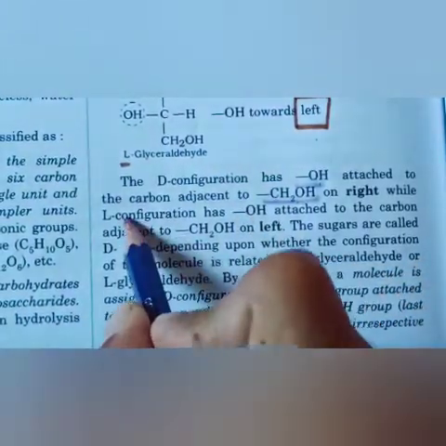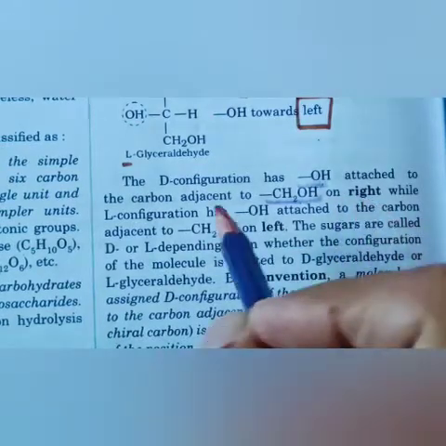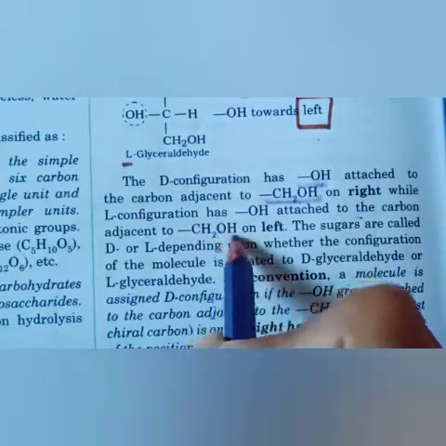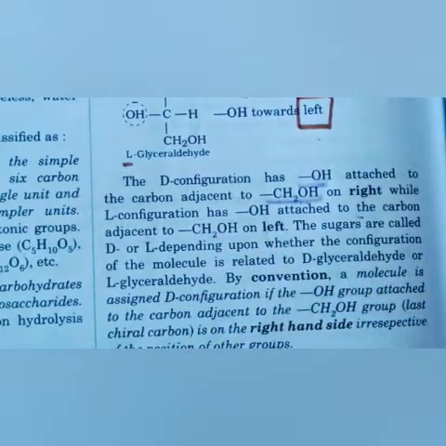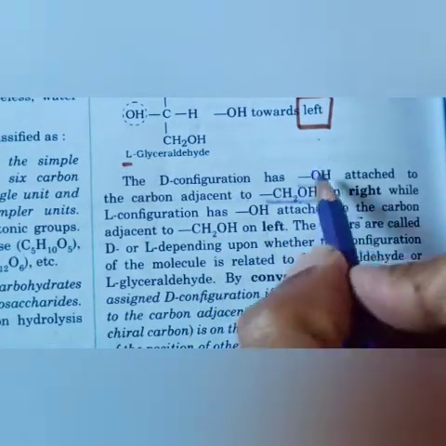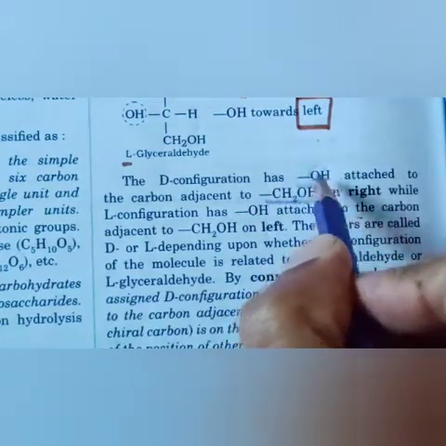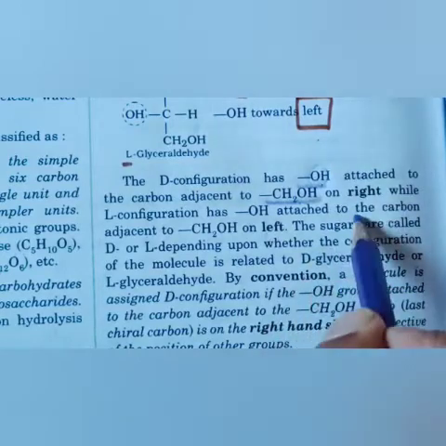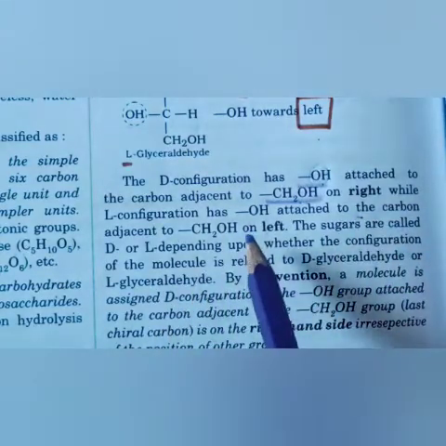If that OH is attached on the right, it is D configuration. In L configuration, the OH attached to the carbon adjacent to the CH2OH is toward the left side. So here we are discussing only that carbon number 5 OH, which is adjacent to CH2OH. If that is on the right-hand side, then it is dextro. If that is on the left-hand side, that is levo.